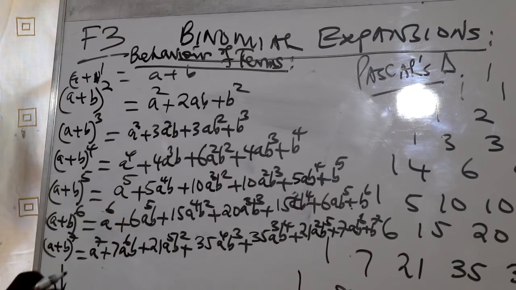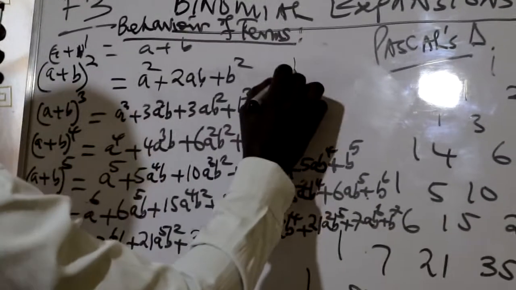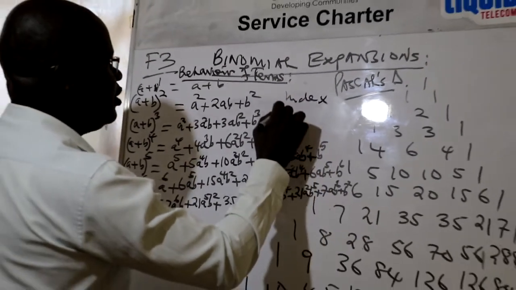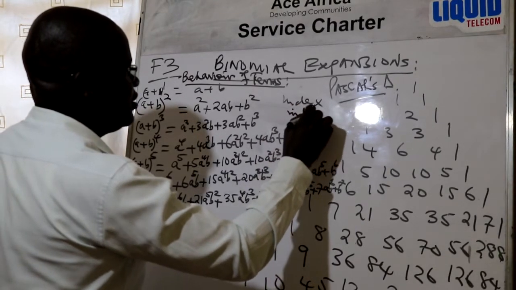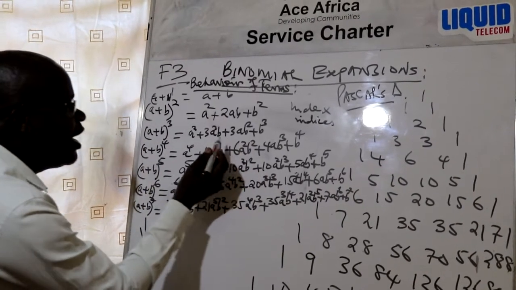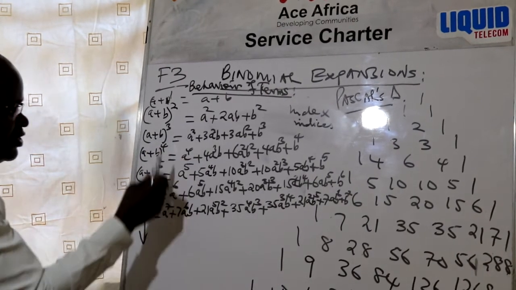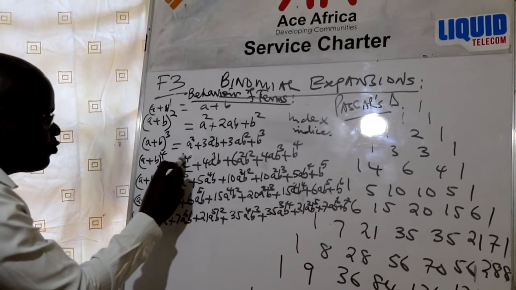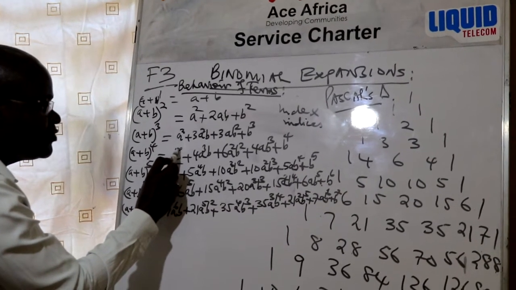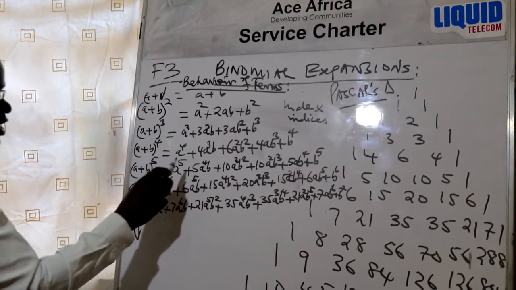If we continue that way, you realize that in all the terms, the sum of the indices, the powers, are the same. Many are called indices. So in all cases, the sums of the powers are the same as the external power here. Look at these terms.